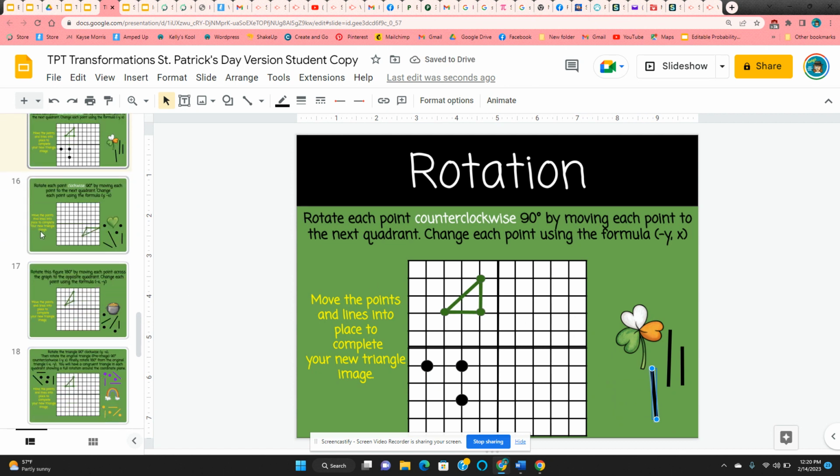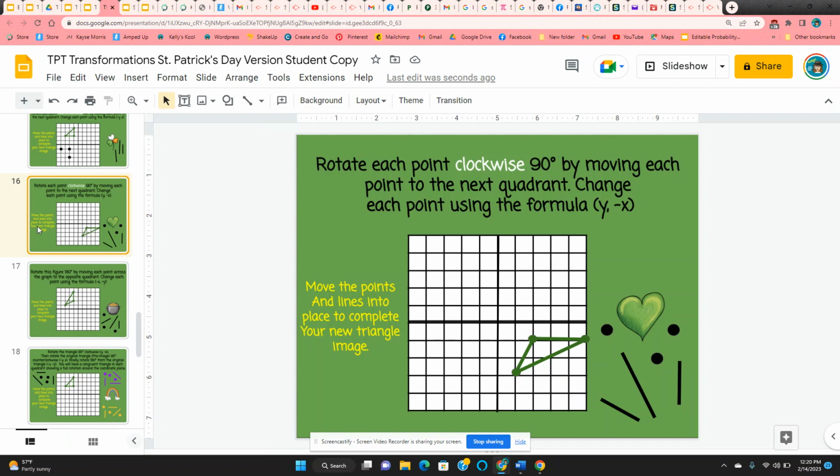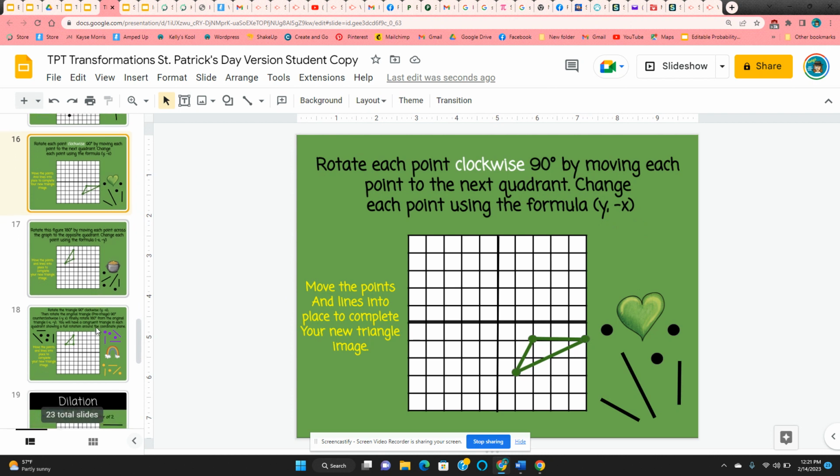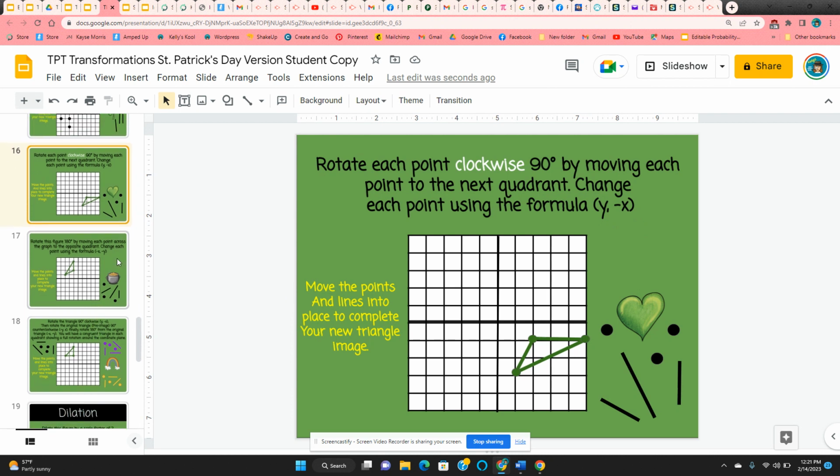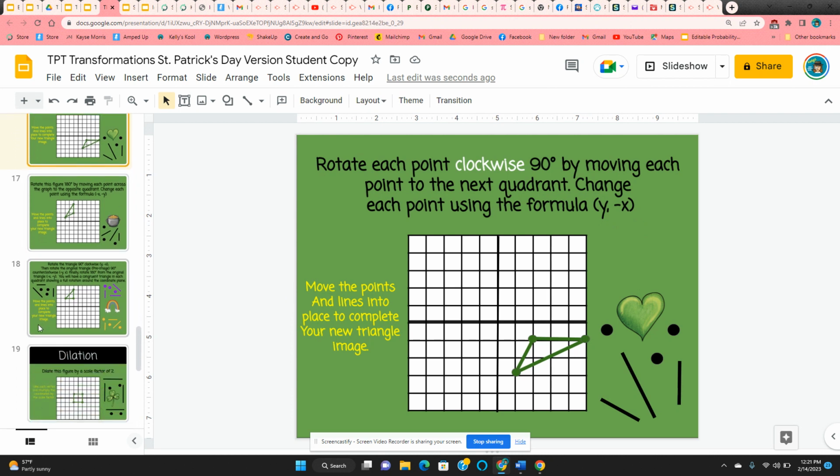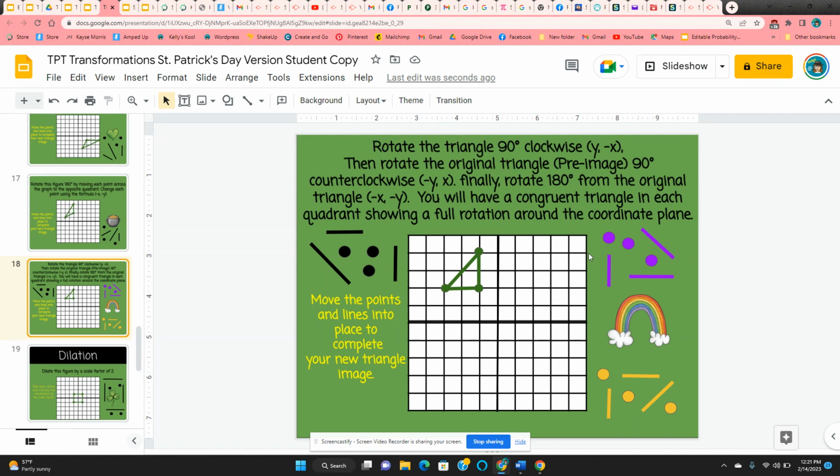So they're going to do this on several other slides. The next one, they're going to take this triangle and move it 90 degrees clockwise. That means it's also going to be in quadrant 3. And just take the points, and this time they're using the formula (x, y) goes to (y, -x). All of these completed figures are going to be in the teacher key, so you can see what they should look like.